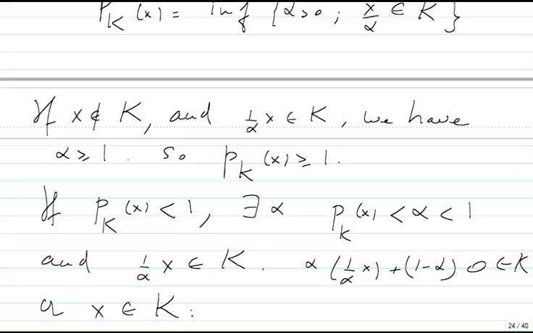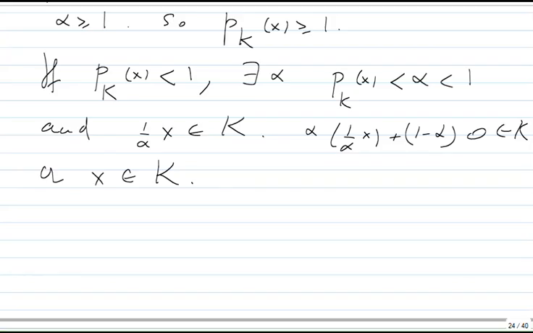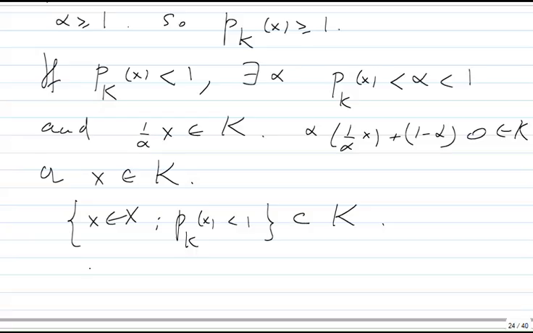Okay? So we know that if x does not belong to K, pk of x is bigger than 1, and if pk of x is less than 1, then x belongs to K. In other words, we have the following: the set of x in X such that pk of x is less than 1 is in K. The Minkowski functional is a continuous function, and therefore this set here is open. And it's very easy to show.